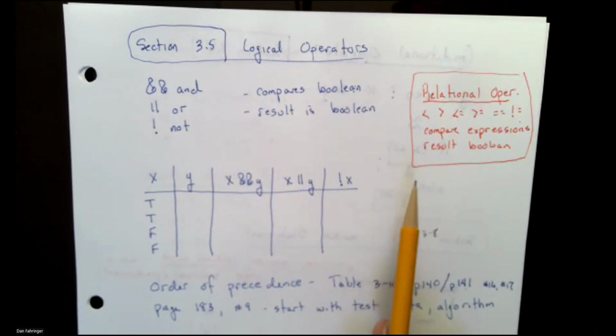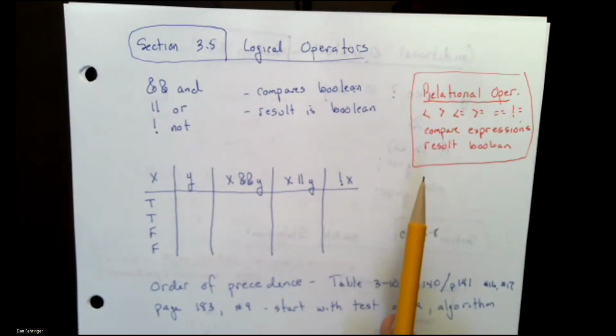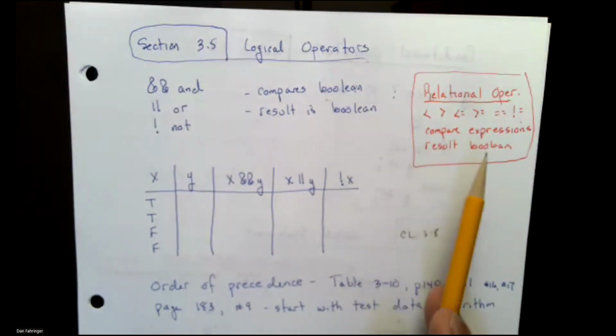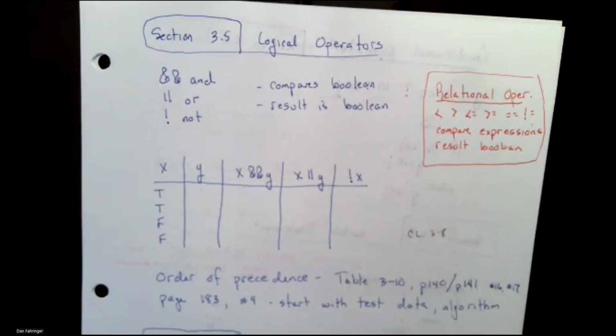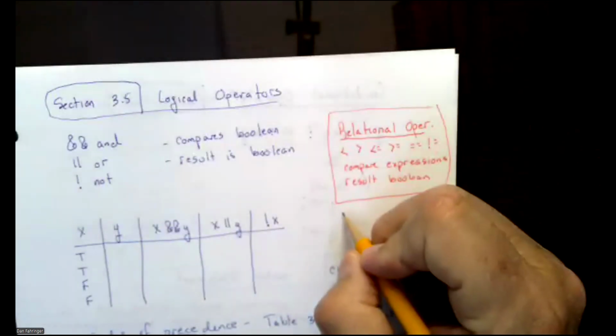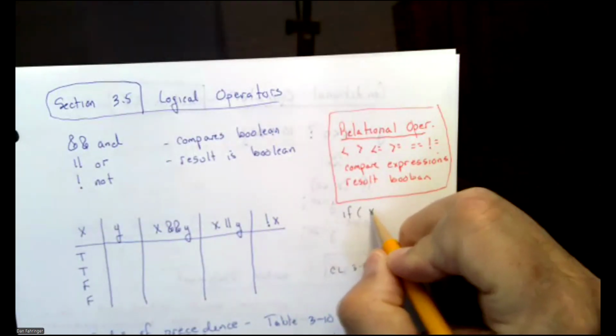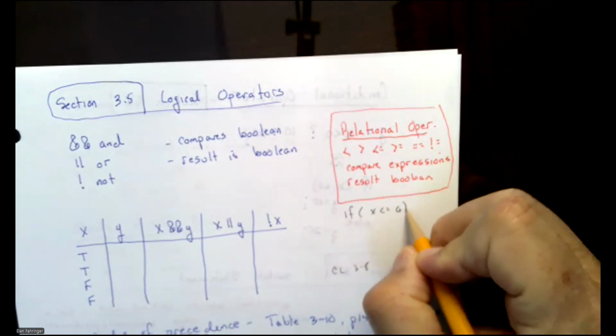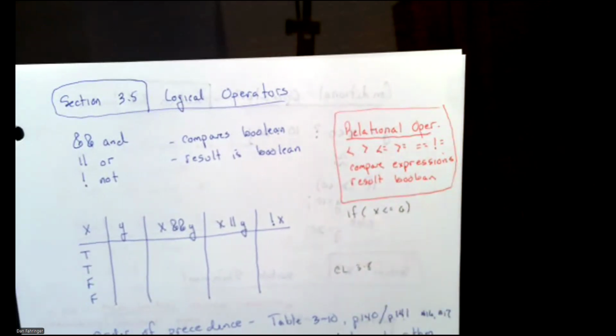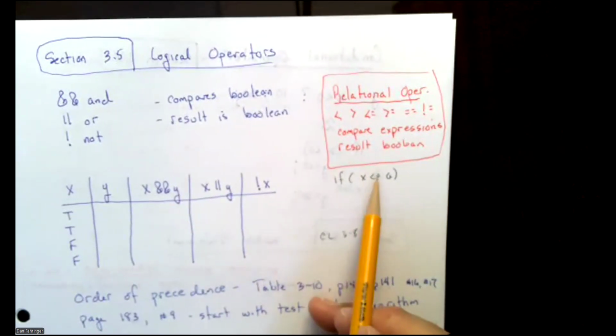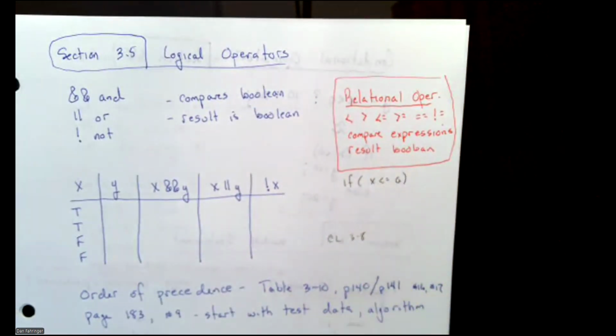Where do we use these? We use these to create a Boolean, and where we're using them right now is in something like if x is less than or equal to 6. I have a Boolean statement, and the if is going to depend on it being true or false.